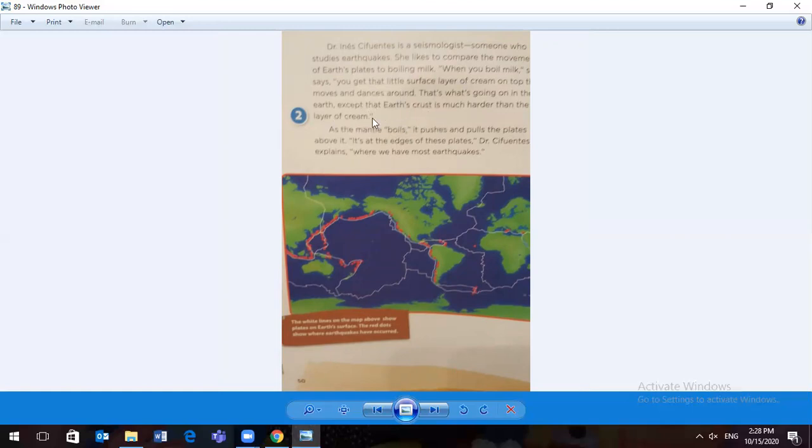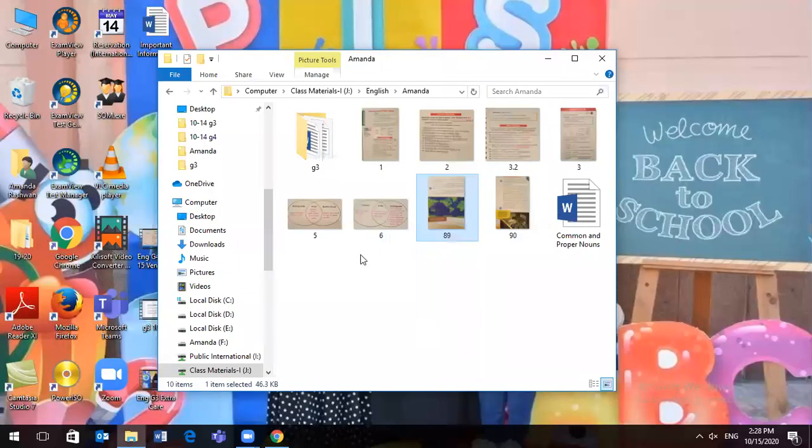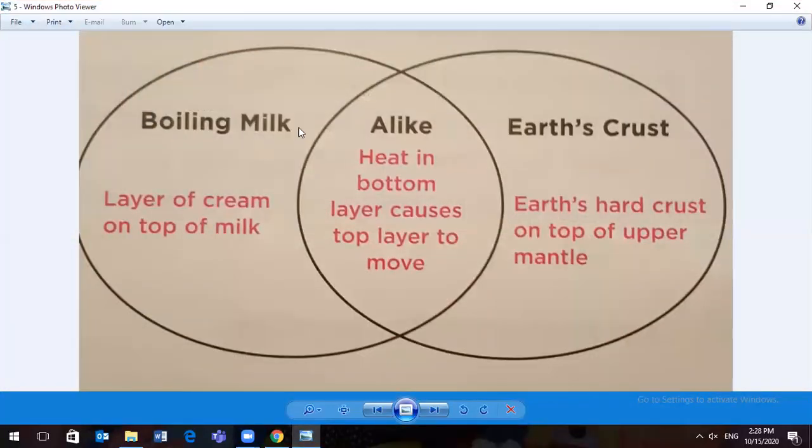So we have the Earth's crust above the mantle, and we have boiling milk with the layer of cream on top. Okay, that's how they're different. The milk has a layer of cream, and the mantle has the Earth's crust on top. So we're going to add what is different in our diagram. The boiling milk, we have a layer of cream on top of milk, and the Earth's crust, we have Earth's hard crust on top of upper mantle. This is the difference, okay?